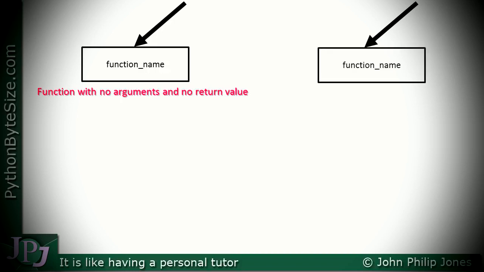Another example is shown here. We call a function and from this we take a return value. Now this is a function with no arguments, i.e. there is no input parameters, but it does have a return value.